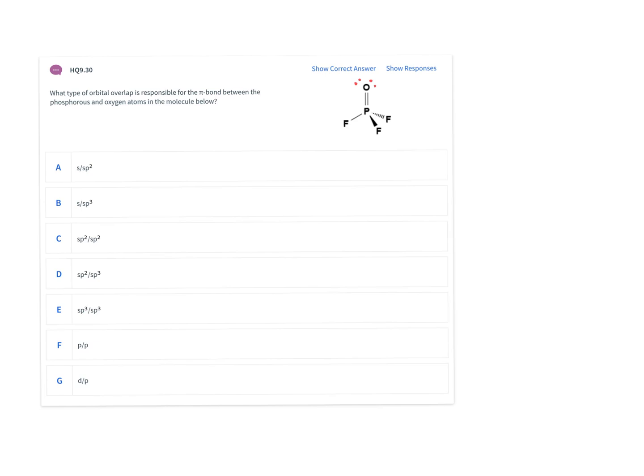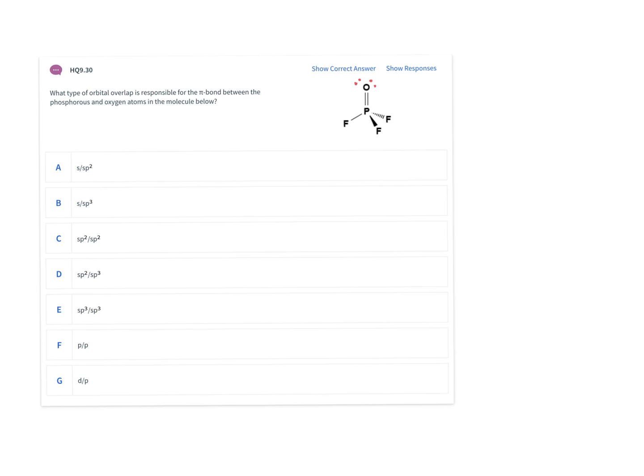Question 30 from the homework is actually a challenging question. Number one, they did not draw in the lone pair electrons on oxygen, which makes that a little bit harder for you. And then number two, we're forming a pi bond in an unusual way, a way that we didn't talk about in class.